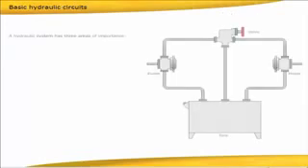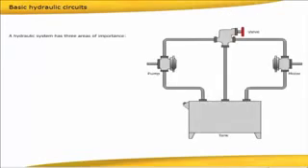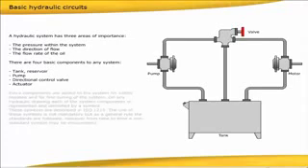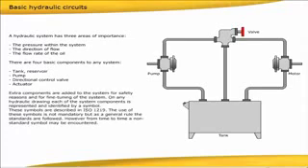A hydraulic system has three areas of importance: the pressure within the system, the direction of flow, and the flow rate of the oil. There are four basic components to any system: tank reservoir, pump, directional control valve, actuator. Extra components are added to the system for safety reasons and for fine-tuning of the system.